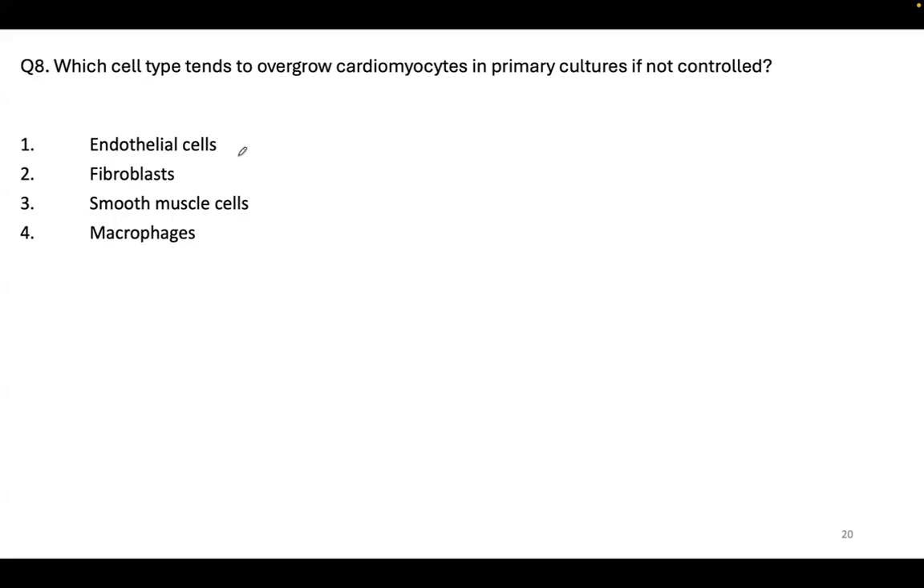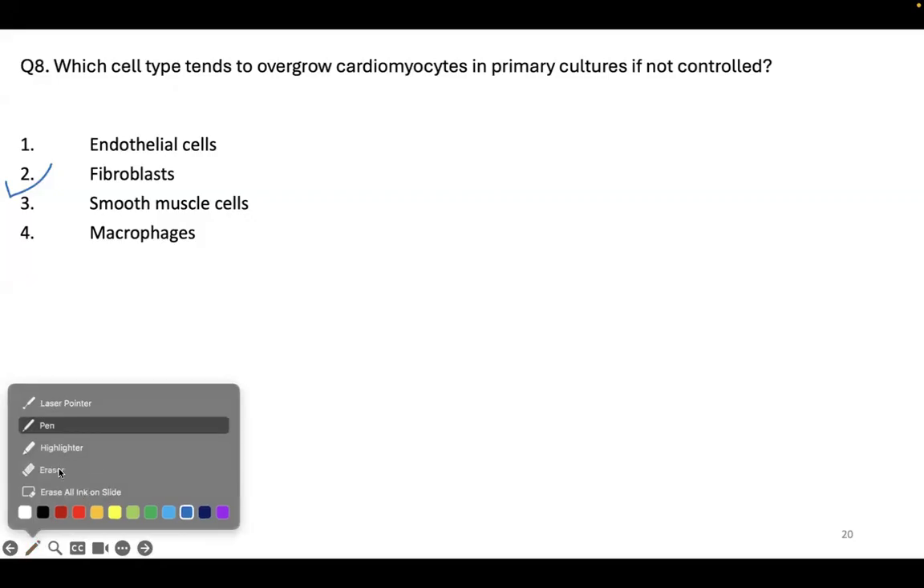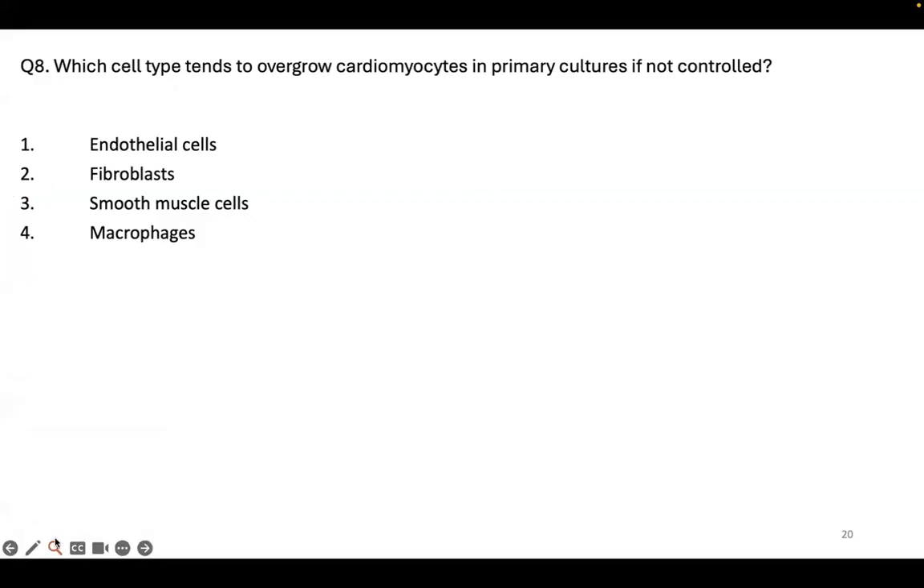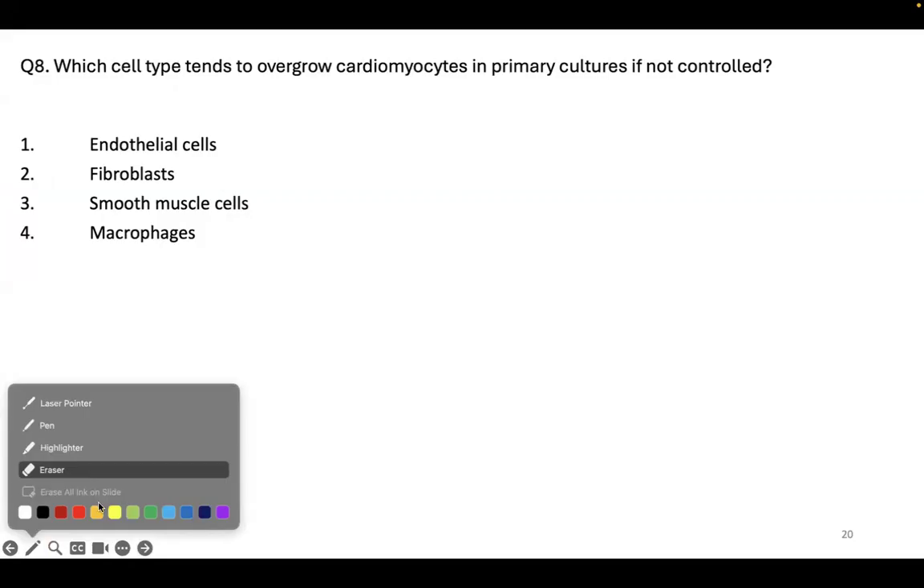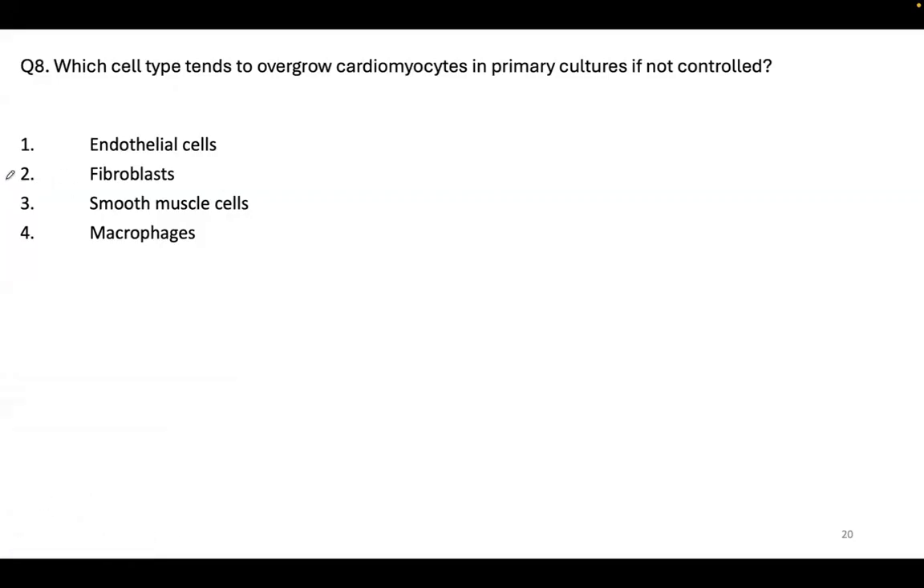Is it smooth muscle cells? So I was thinking, like in the case of skeletal muscles, it's the fibroblasts which can overgrow. I think it should be fibroblasts, but I don't know. Is it smooth muscle cells? No. In my opinion, it's fibroblasts, but let me double check. But yeah, I think it's going to be fibroblasts.